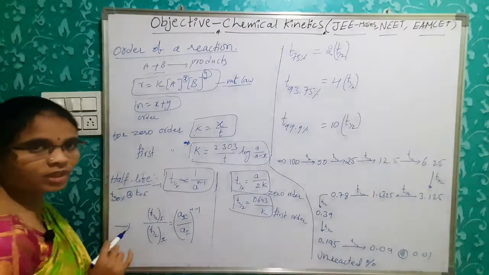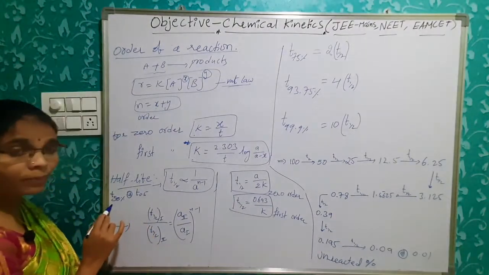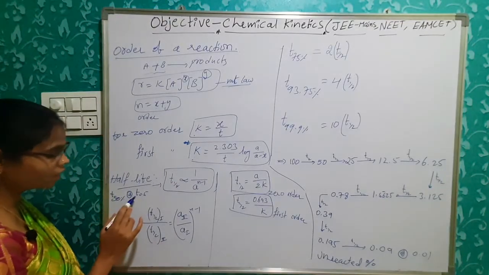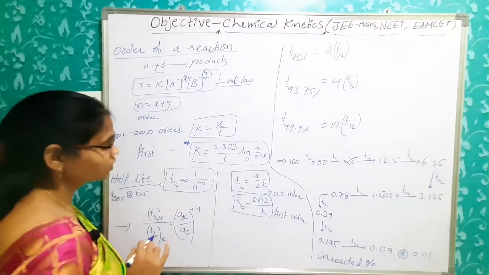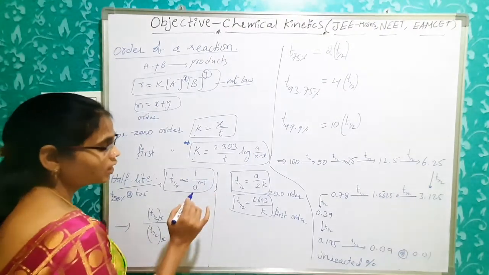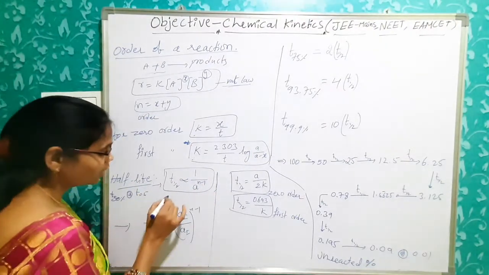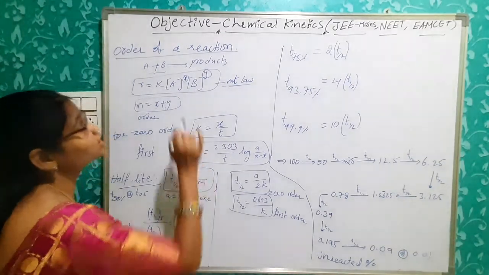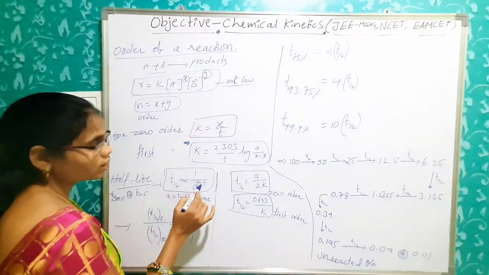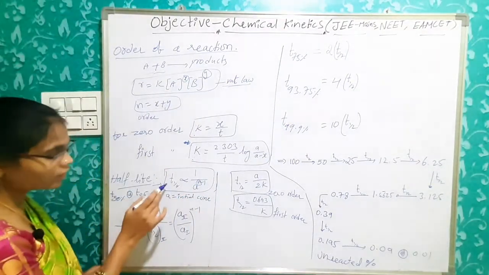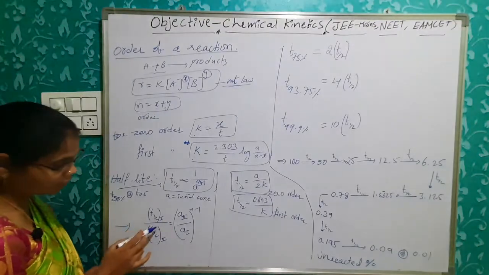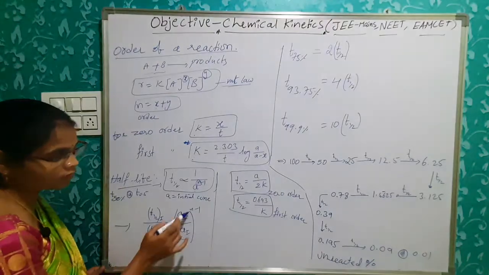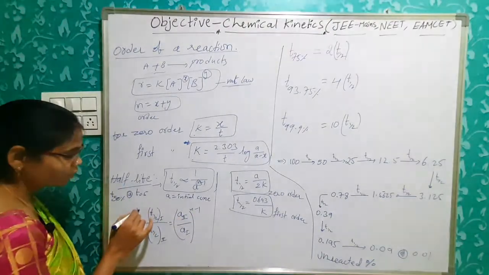Next, half-life. How to define half-life? It is the time required for 50% completion of the reaction, simply denoted as T50, T 0.5, or T half. It is proportional to 1 by A power n minus 1, where A means the initial concentration of the reactants and n is the order of the reaction. For two conditions, T half 1 by T half 2 is inversely proportional, so it equals A2 by A1 whole power n minus 1. So this problem is also very important.